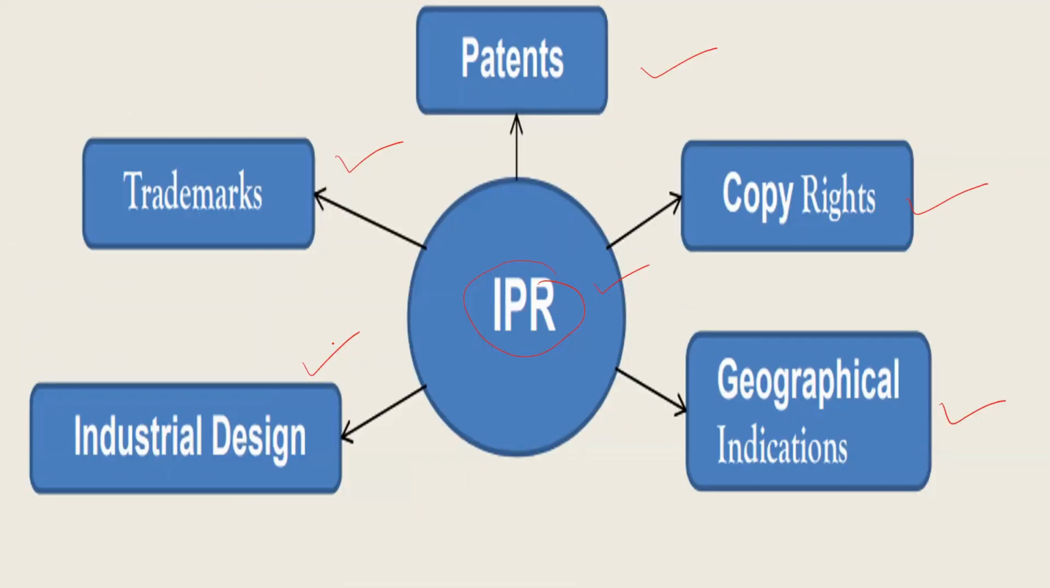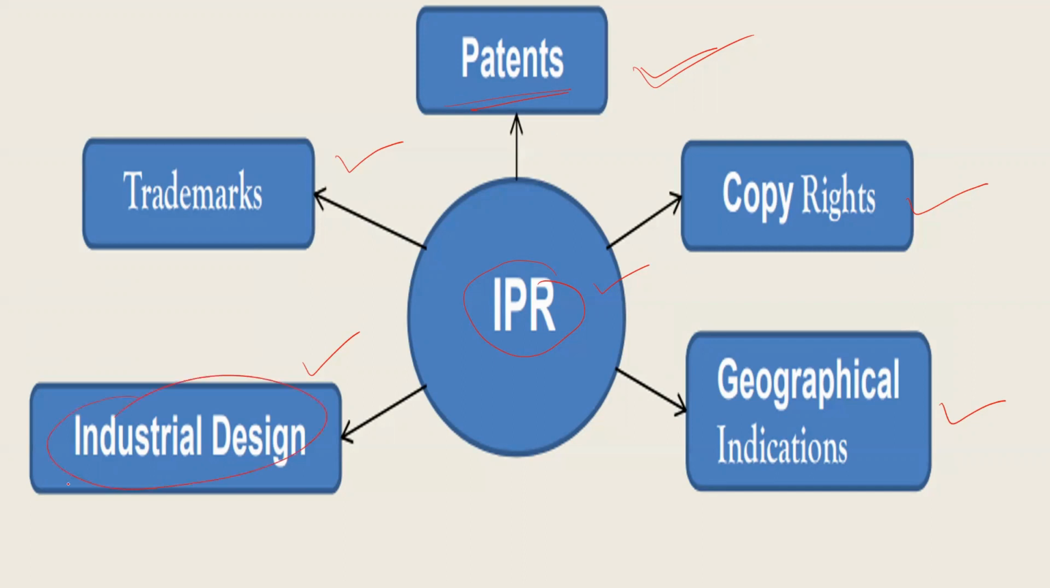Here, what is a patent first of all? Patents are different, copyrights are different, GIs are different, trademarks are different, and industrial designs are different. Patents come under invention. Invention means products, processes, materials, or composites, and sometimes a technical solution to a technical problem.